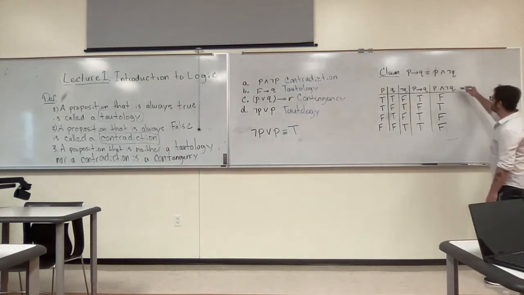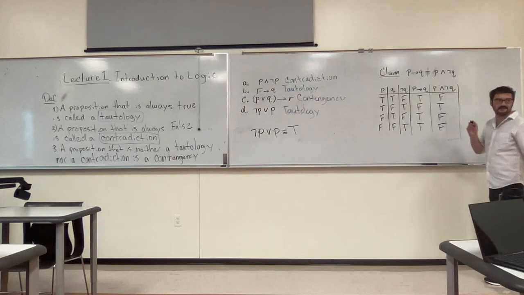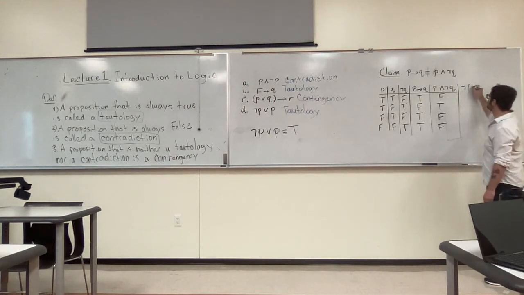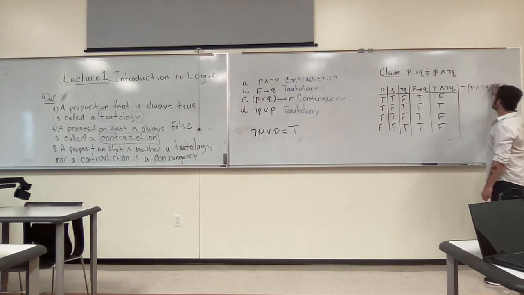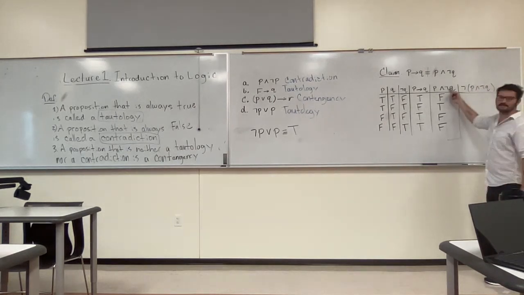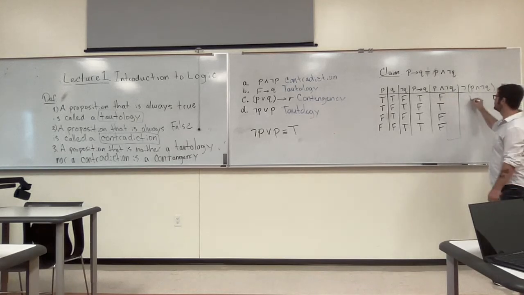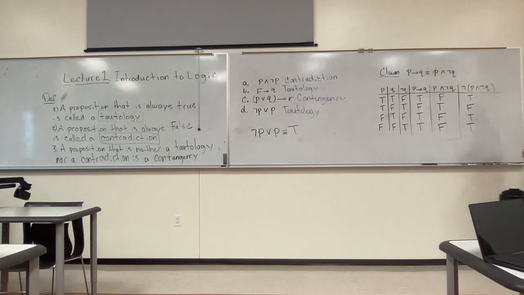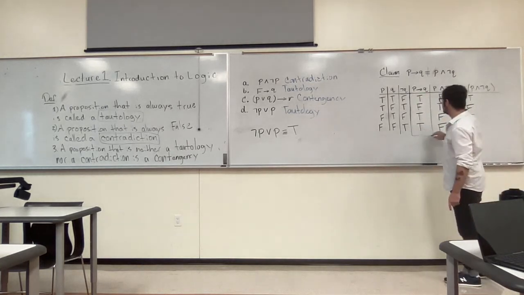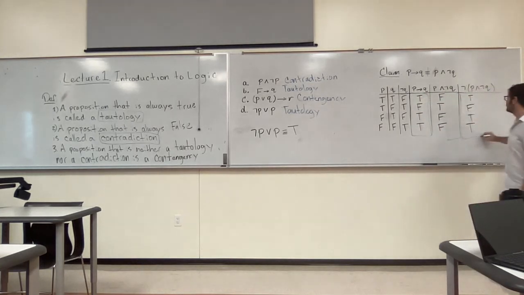So then we know something. If they always have opposite signs, can I just negate that? So that becomes true, false, true, true. Now I see something. I see that this column and this column are the same. See that?